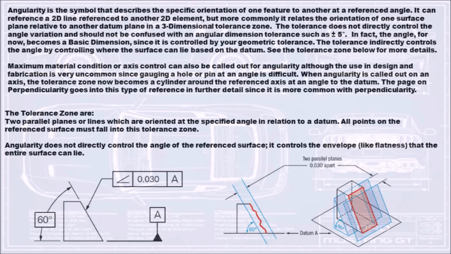When angularity is called out on an axis, the tolerance zone now becomes a cylinder around the referenced axis at an angle to the datum. The page on perpendicularity goes into this type of reference in further detail since it is more common with perpendicularity. The tolerance zone is two parallel planes or lines which are oriented at the specified angle in relation to a datum. All points on the reference surface must fall into this tolerance zone. Angularity does not directly control the angle of the reference surface, it controls the envelope, like flatness, that the entire surface can lie.